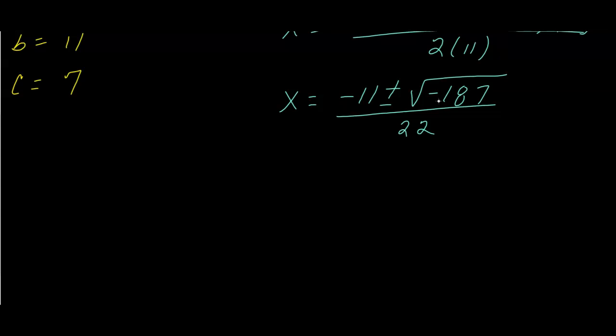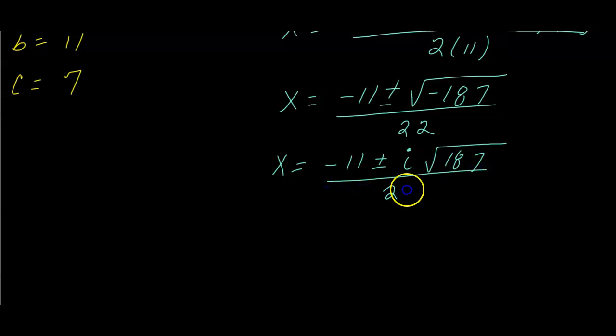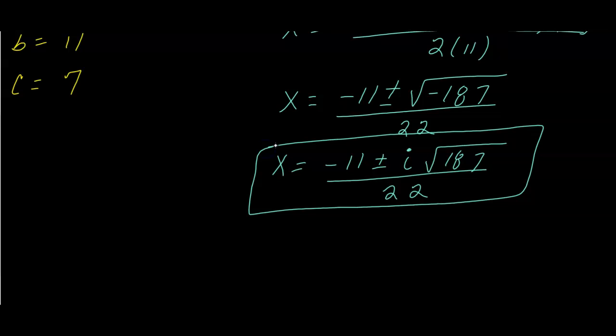Doesn't look like it's divisible by anything. So the only thing you can do here is take out an i. No perfect squares in 187. So this here, that's your final answer. If you were able to break this number down, then you would go ahead and do so. But since you're not able to, this is just how you leave your answer.